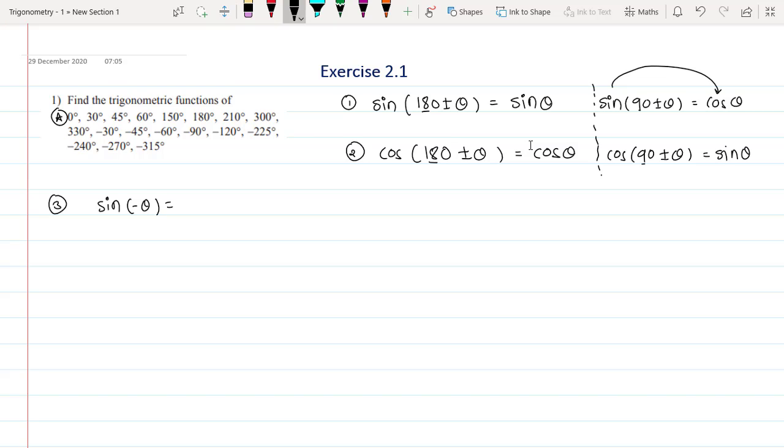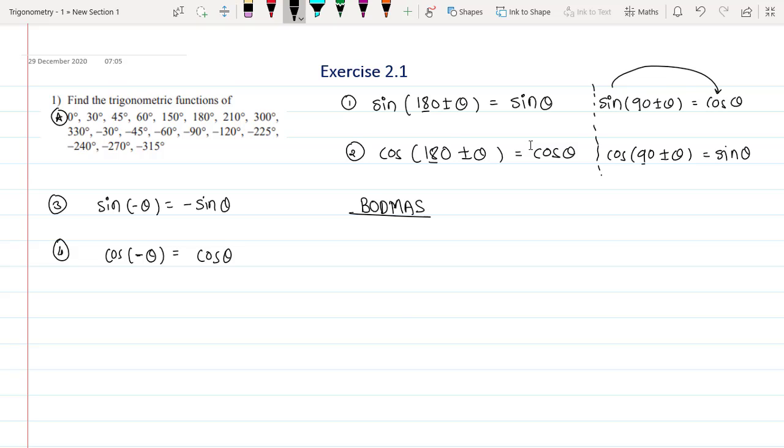Sine is very sensitive, student. So what happens? Minus sin theta. It becomes minus of sin theta. Whereas cos is very emotionless. You can tell it anything, give it a negative, it will not change its mind. So cos of minus theta is what? Cos theta only.